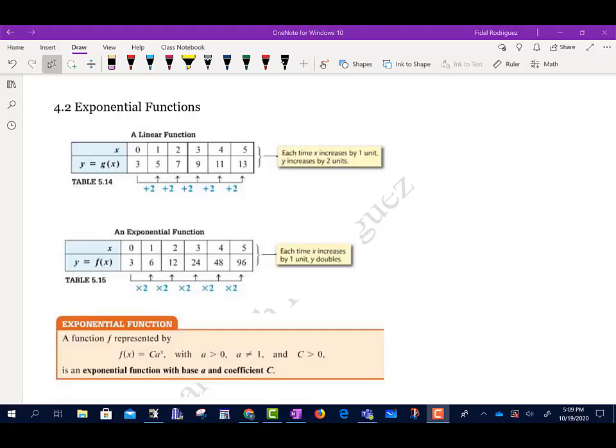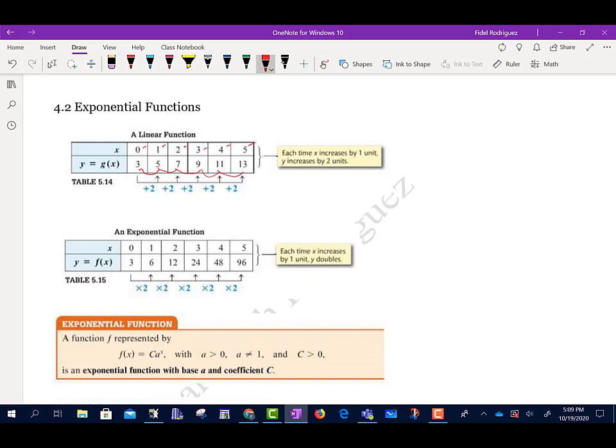Section 4.2 talks about exponential functions. So what I have here, guys, is an example of a linear function and an example of an exponential function. Here we have our x values, 0, 1, 2, 3, 4, 5, and we have our y values. If you notice, from 3 we're going to 5, we're adding 2. From 5 we're going to 7, we're adding 2. So each step that we move in the x direction, we add 2 to our y value.